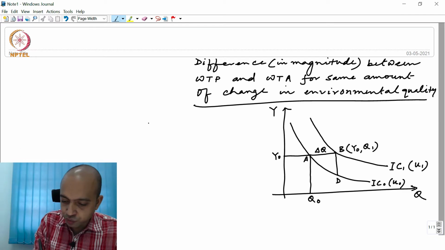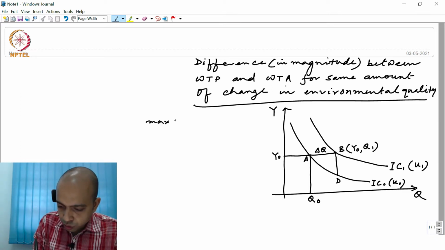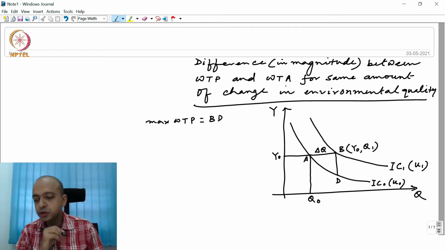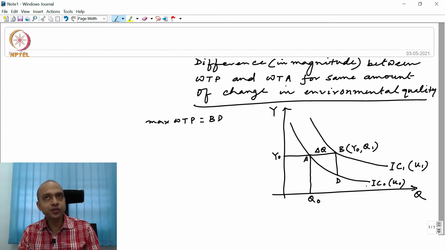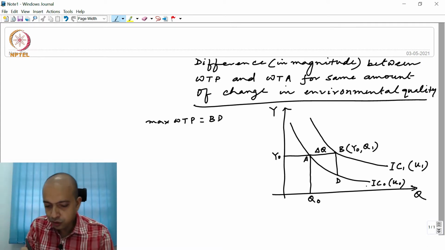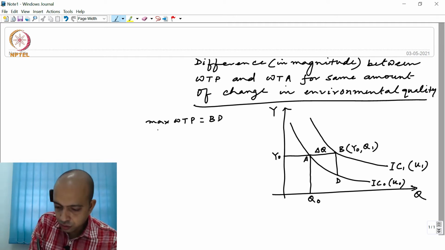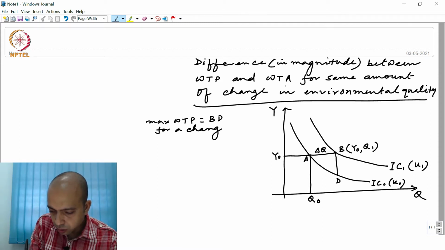So maximum willingness to pay, WTP, equals BD amount. Because if the individual pays BD amount, the individual moves back to the old indifference curve. So that should be the maximum willingness to pay for a change in environmental quality from Q0 to Q1.